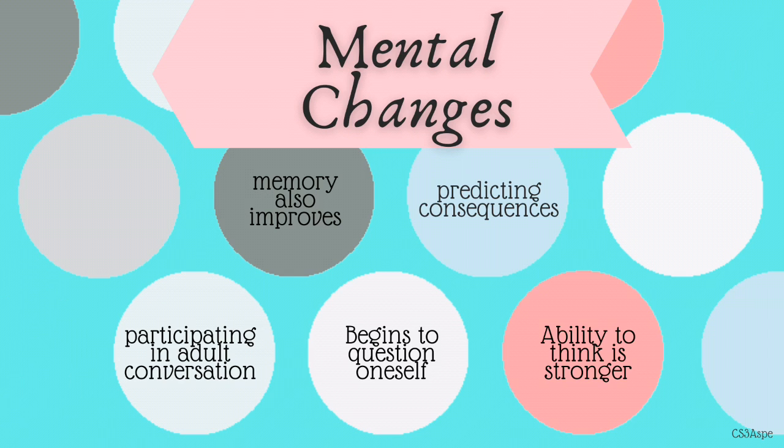Mental changes. Ways of thinking begin to change. Predicting consequences is easier. Ability to think is stronger. Memory also improves. Starts to enjoy participating in adult conversation and begins to question oneself.